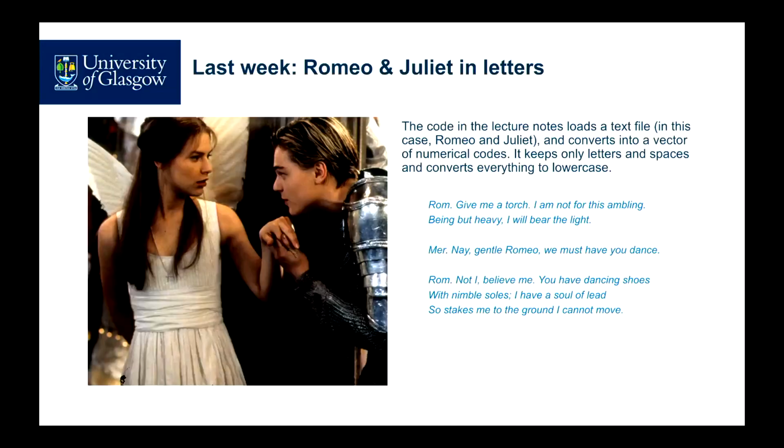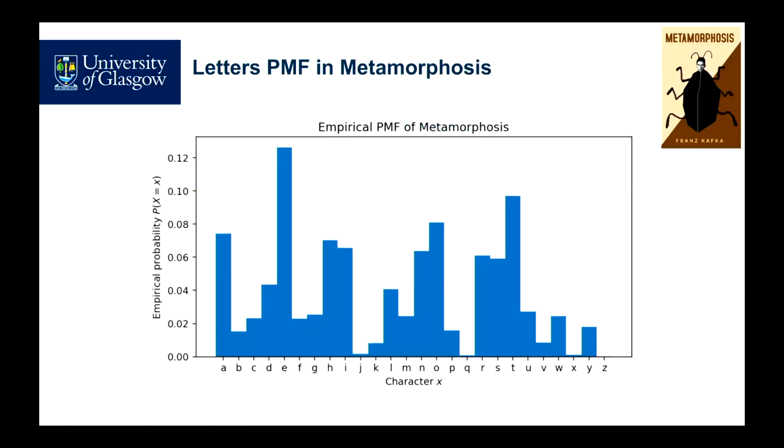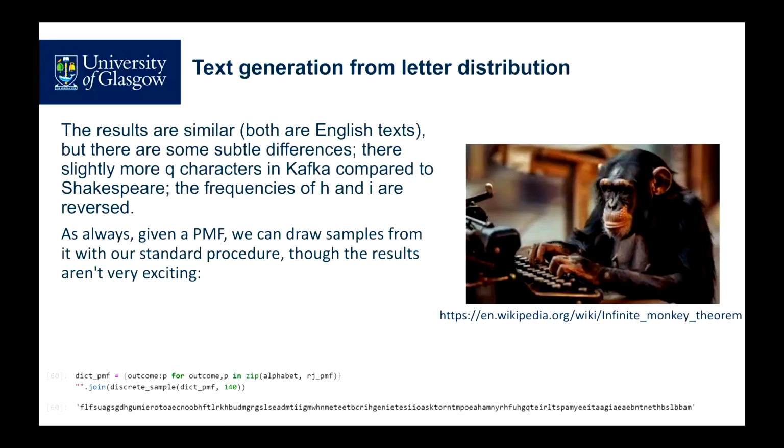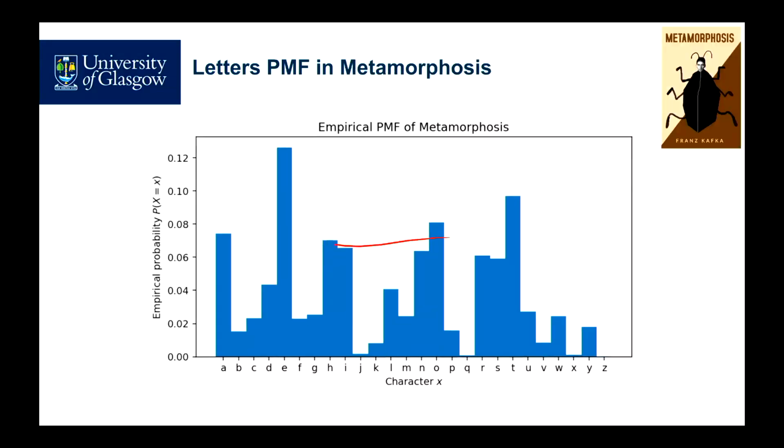So we're going to go back to that, but try to do a little bit better. We have a text, in this case Romeo and Juliet, and last week we modeled it by taking all of the letters, putting them to lowercase, and we ended up with a distribution like that. Then we took The Metamorphosis and did the same thing. Again, those two distributions are very similar, just want to switch from one to the other, but not exactly the same.